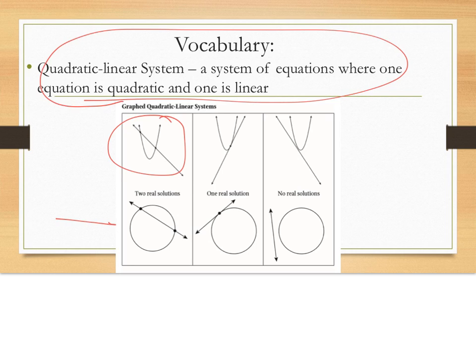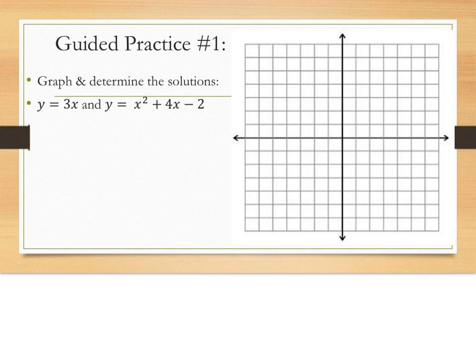Circles are also quadratics. We won't do any circles today, but we will do those later this year, and it's the same idea. They might cross twice, they might cross once, they might not cross at all. So those are your solutions: 2 solutions, 1 solution, or no solutions. Okay, so let's jump in and do one.